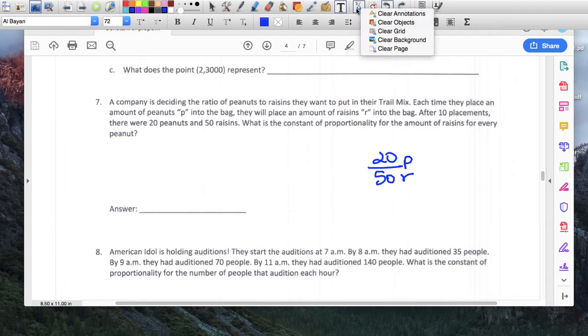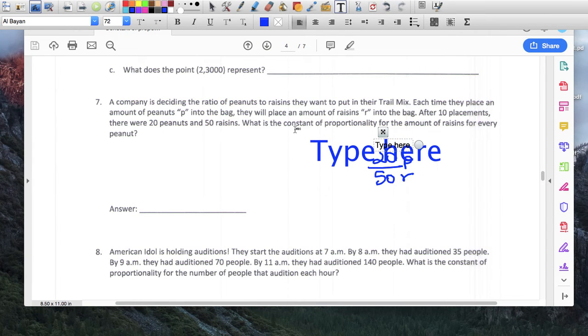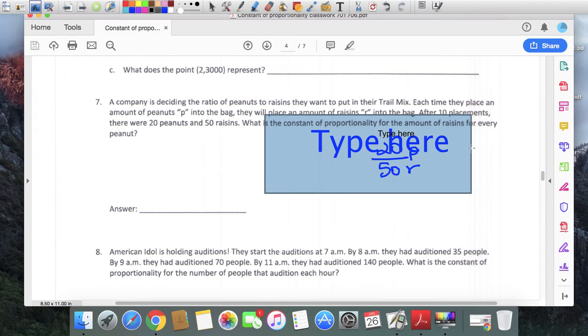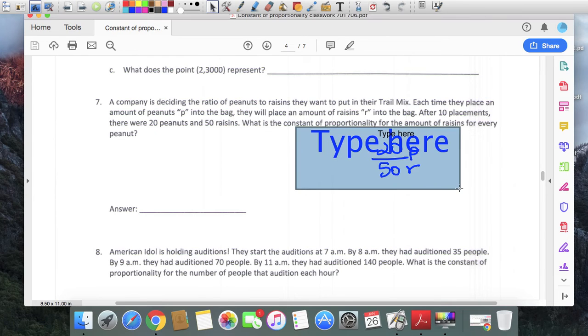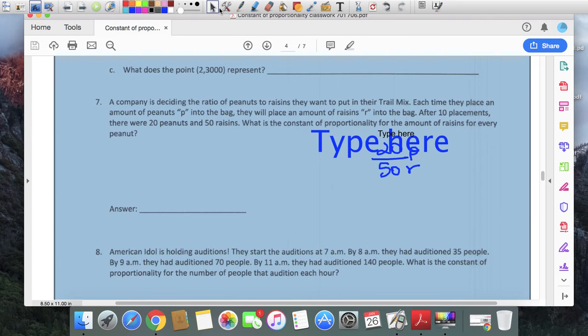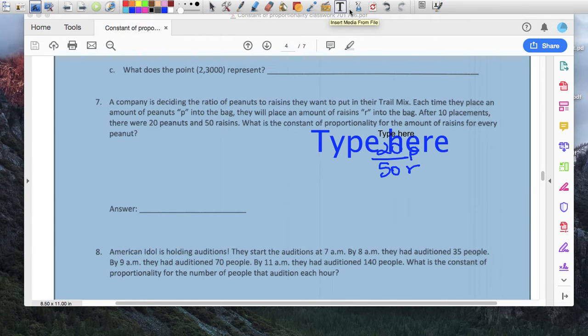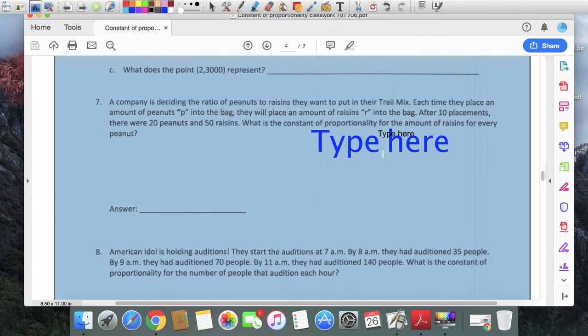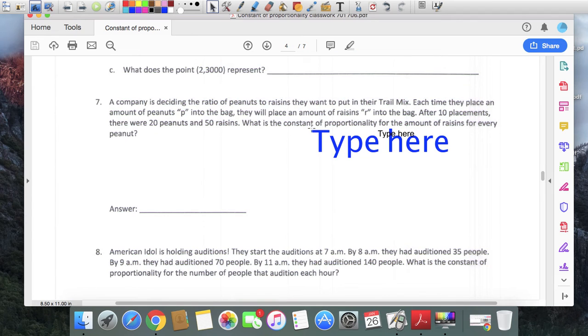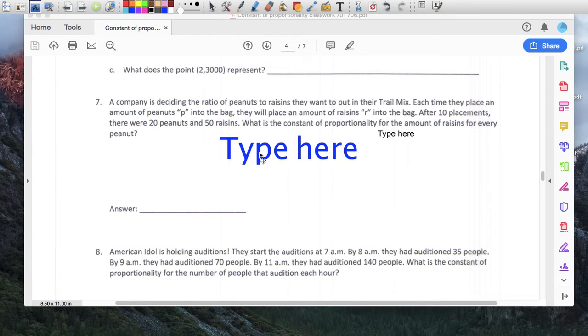So this, okay, wait. Not this pen. Let's delete this. Oh, it doesn't delete. Oh my god. Okay. Why doesn't it delete? Okay, now it deletes.